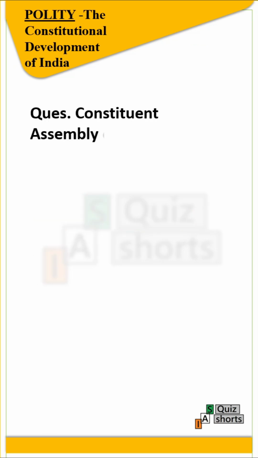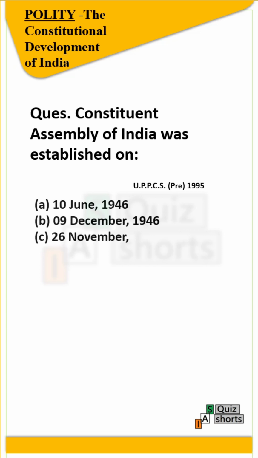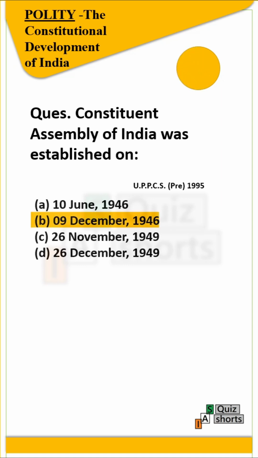Question. Constituent Assembly of India was established on option A, 10 June 1946, option B, 9 December 1946, option C, 26 November 1949, option D, 26 December 1949. Answer is option B, 9 December 1946.